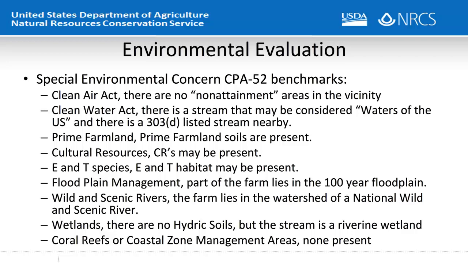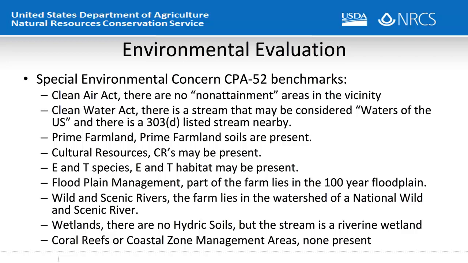Here's what we know so far. For the Clean Air Act, there are no non-attainment areas in the vicinity. For the Clean Water Act, there is a stream that may be considered waters of the U.S., and there is a 303D listed stream nearby. For prime farmland, prime farmland soils are present.